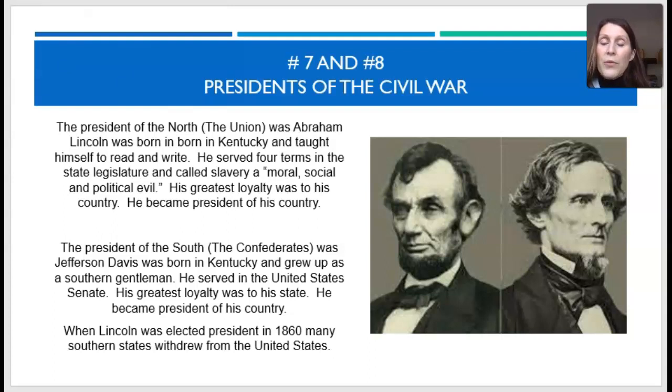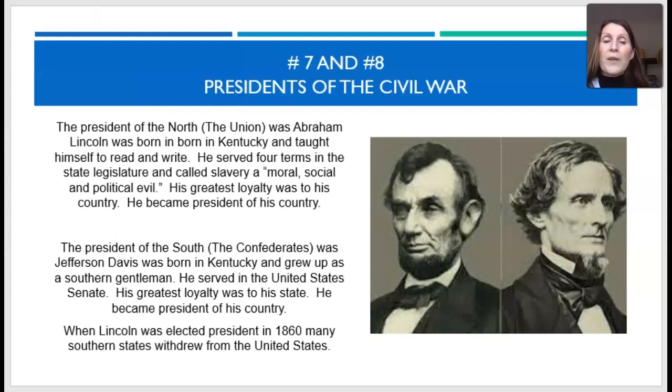The president of the South, the Confederates, was Jefferson Davis. He also was born in Kentucky. He grew up as a Southern gentleman, which means he grew up in more of a privileged family. He served in the United States Senate. His greatest loyalty was to his state. He became president of his country as well.